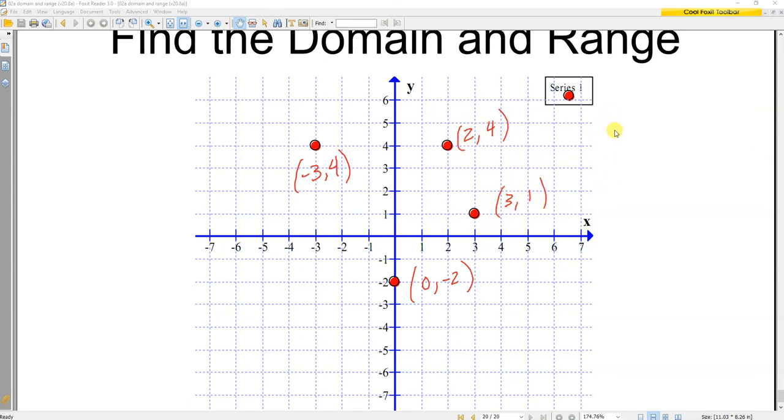What's the domain? -3, 2, 3, 0. Range? 4, 4, 1, -2. Right? Domain, domain, domain, domain. Range, range, range, range. Okay.